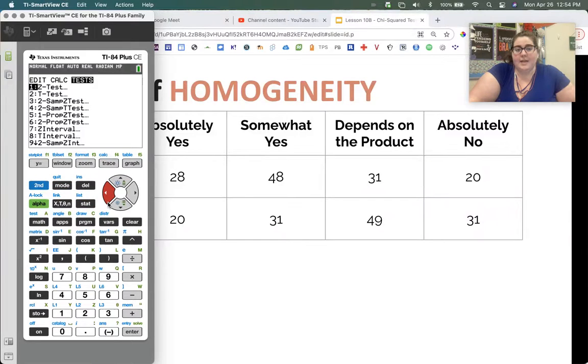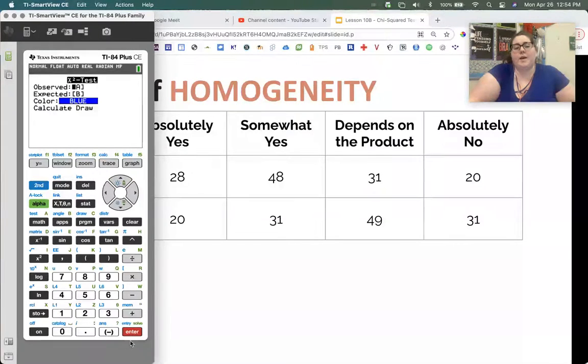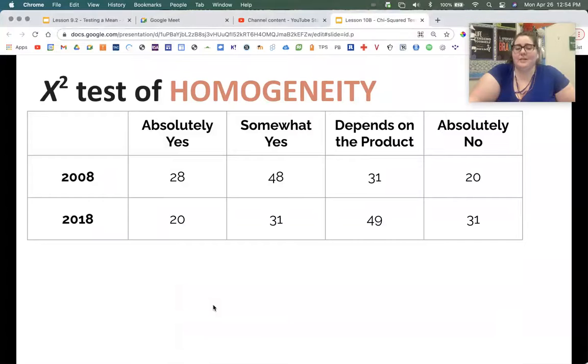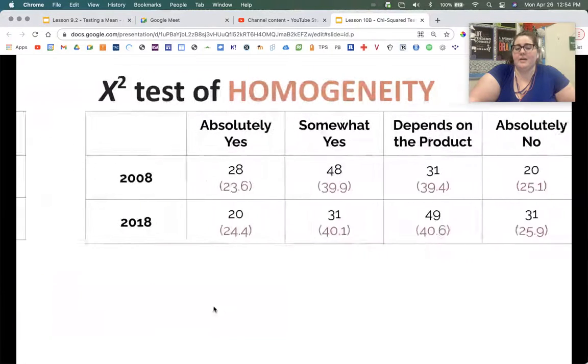So I'm going to go to Stat, Tests, scroll to the bottom, and we want the regular chi-squared test. GOF is for goodness of fit. The regular one is for the other two types. So chi-squared test, observed is in A. The calculator is going to put the expected counts in matrix B for us. We don't have to put them there. And then calculate or draw. I like calculate. And then it gives us a chi-squared value and a p-value, and it tells us what our degrees of freedom is, which is super handy.